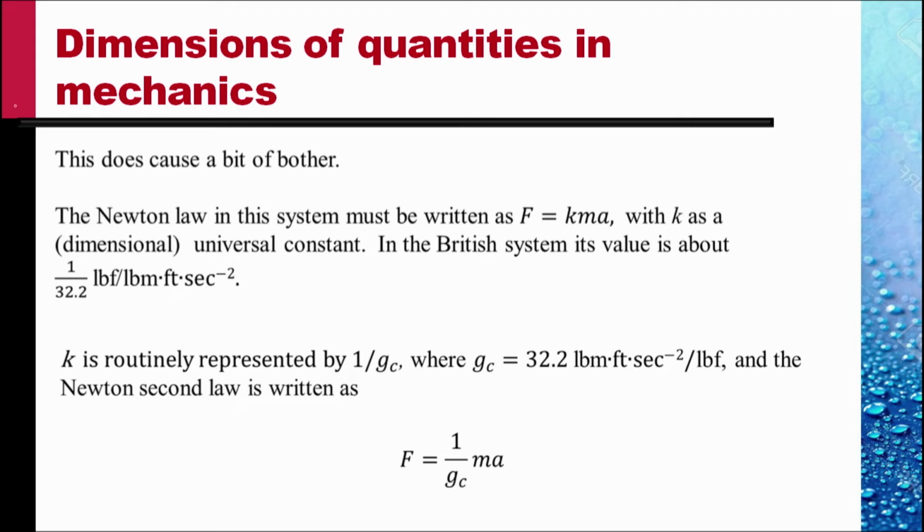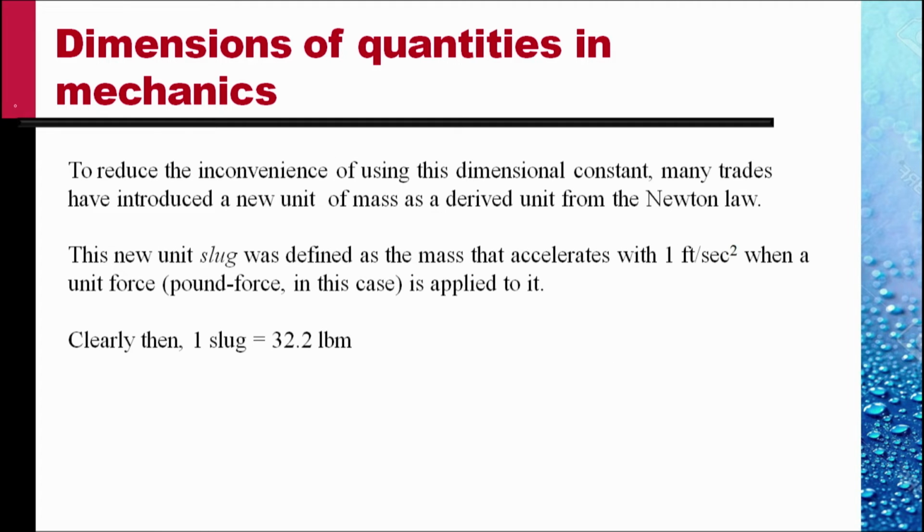And Newton's second law is written as F equals 1 over Gc times m a. Not a very clean representation. To reduce the inconvenience of using this dimensional constant, many trades have introduced a new unit of mass as a derived unit from Newton's law, so that the base units are treated as force, length and time, and mass is now a derived unit.